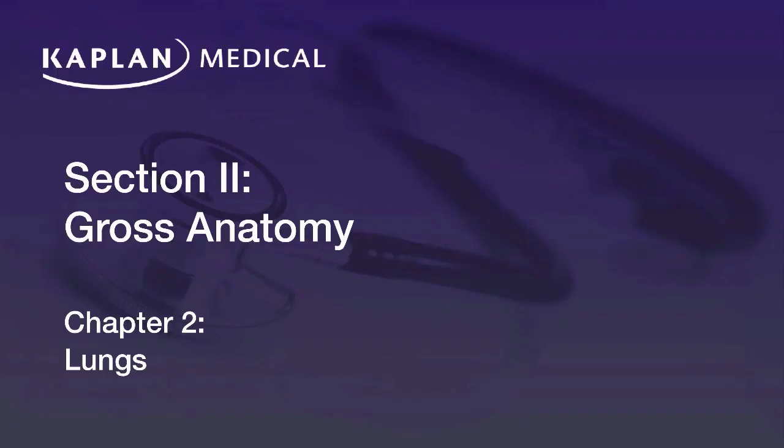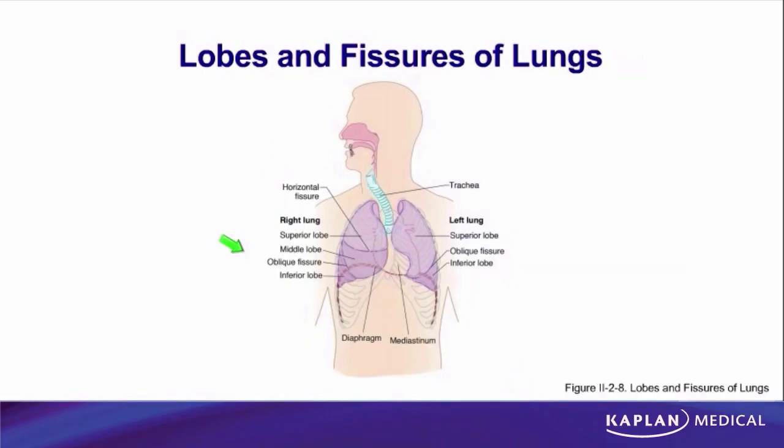So now let's talk about the surface anatomy of the lungs itself. Where are the lungs in a patient? So, firstly, let's recognize that the left lung has 2 lobes and the right lung has 3 lobes. On the left side, there's an oblique fissure separating the 2 lobes. On the right side, in addition to the oblique fissure, there is a horizontal fissure.